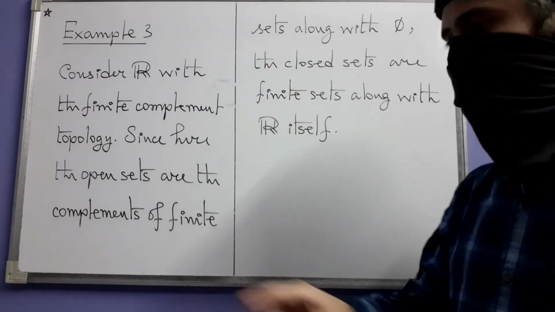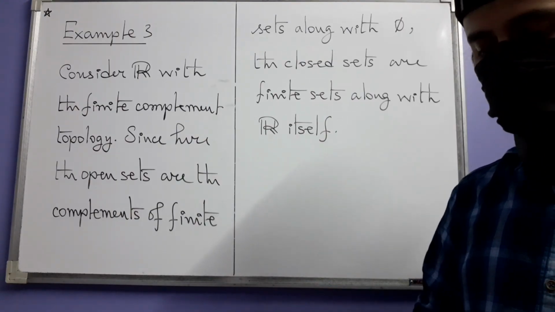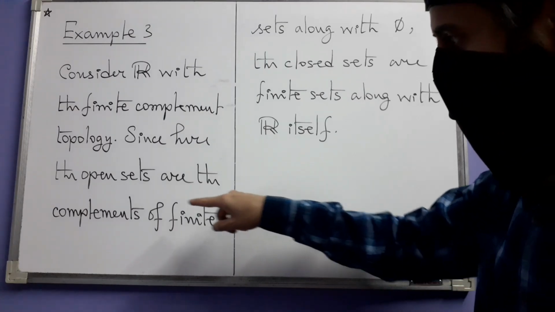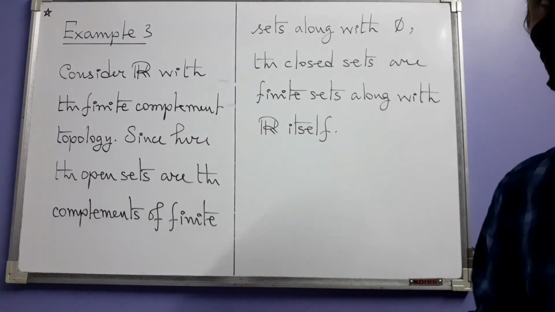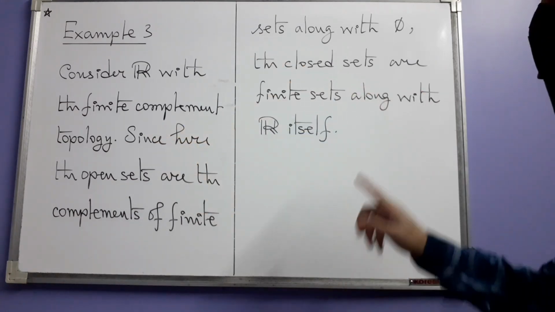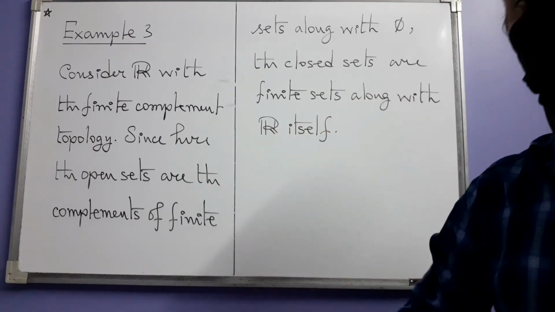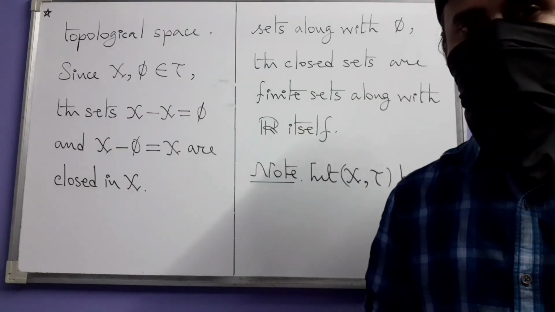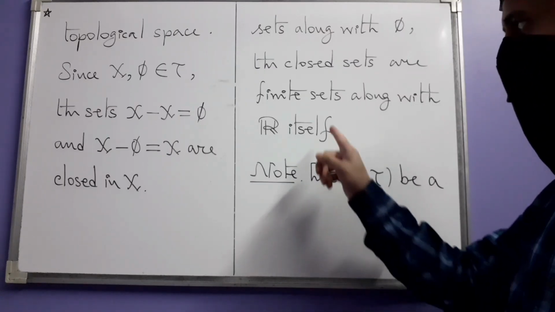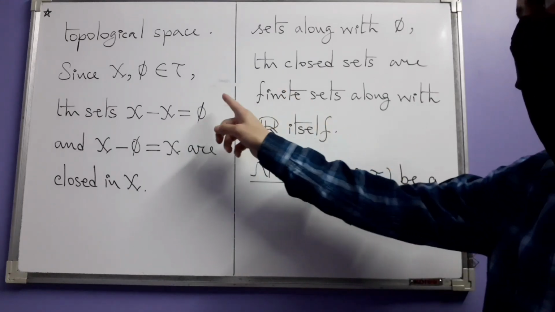And by our definition of closed sets, the closed sets in a topological space are precisely complements of open sets. So what are complements of this type of sets? Finite sets. So finite sets are closed in this topology along with the complement of the empty set, which is R itself. That is also closed. Now before we see example 4, let's note something which you may have noticed in this example. Let (X, tau) be a topological space.